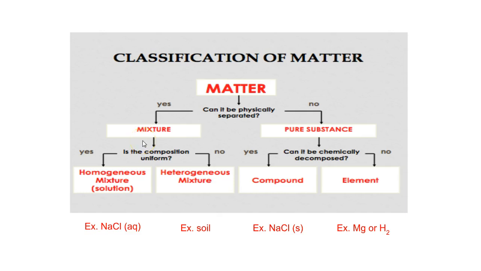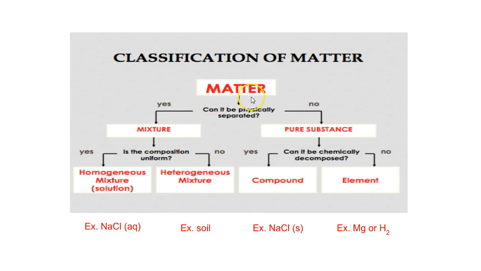And then is the composition of that mixture uniform, the same throughout, or is it non-uniform? If it's uniform, we say it is homogeneous, and the most common example would be a solution. For example, if we dissolve salt in water, that is going to give us a uniform composition of salt dissolved in water, and that (aq), that aqueous designation, tells us that we have a homogeneous mixture. That's our solution. And if it's non-uniform, then we say it's a heterogeneous mixture, and a good example of that would be oil and water, or some soil.